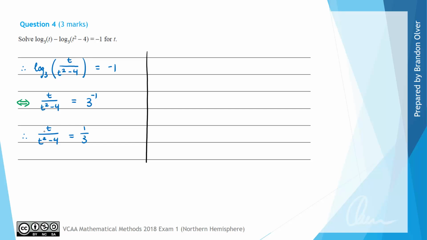And now we need to rearrange this equation so that all of our variables are on the one line. So next up we're going to multiply both sides by 3, which will give 3t divided by t squared subtract 4 is equal to 1. And then we're going to multiply both sides by t squared subtract 4. So we'll have 3t is equal to t squared subtract 4. And now this is a quadratic expression, so we can write this as t squared, and then subtracting 3t from both sides we'll have negative 3t minus 4 equals 0.